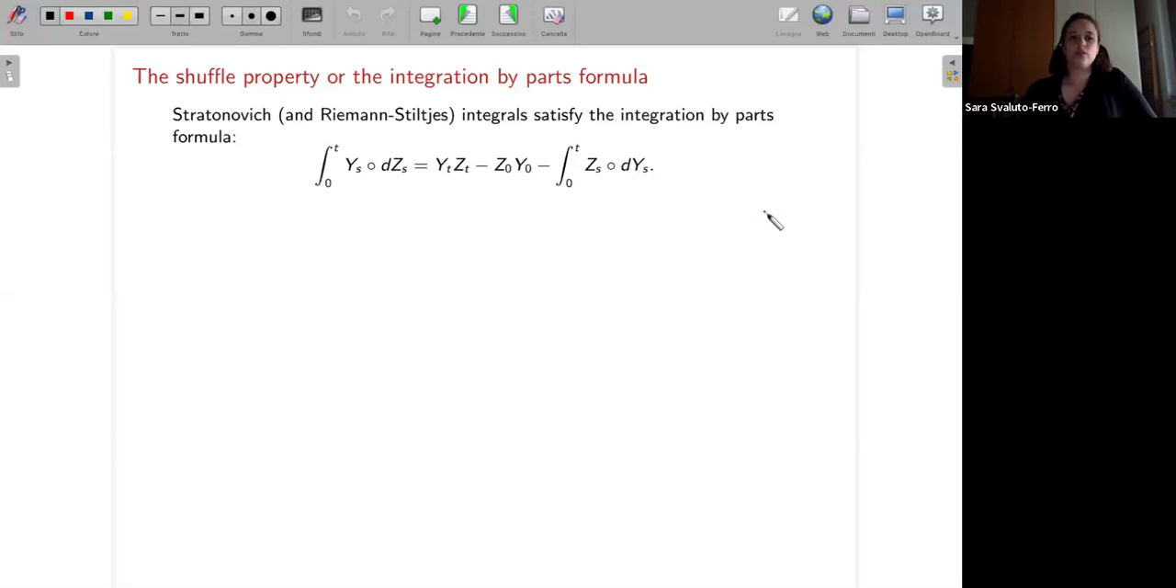Why do we want Stratonovich? We want Stratonovich because Stratonovich satisfies integration by parts. If you multiply two of them, so two semi-martingales, you get the integral of the first with respect to the second plus the second with respect to the first.